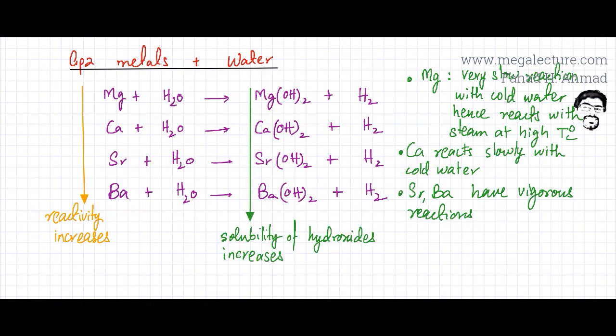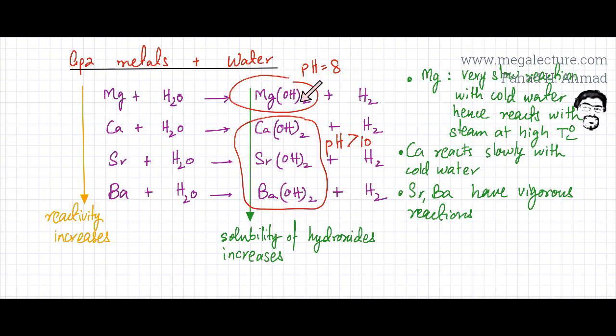Another point that needs to be mentioned is that in all four reactions, hydroxides are formed. Remember this, that the solubility of the hydroxides increases down the group. As you go down the group, the hydroxides become more soluble. The last two, strontium and barium hydroxide, are very soluble, whereas magnesium hydroxide has very little solubility. And calcium hydroxide is partially soluble.